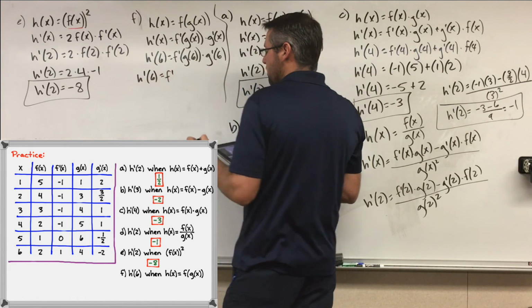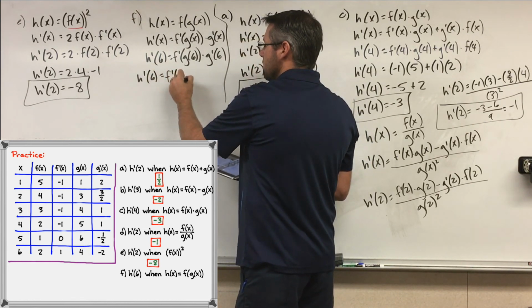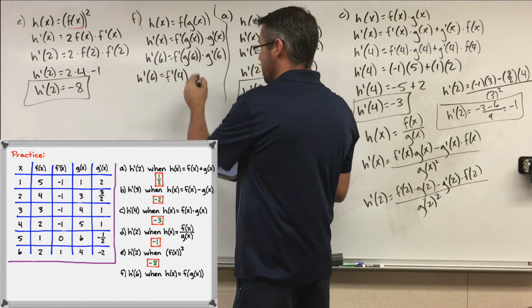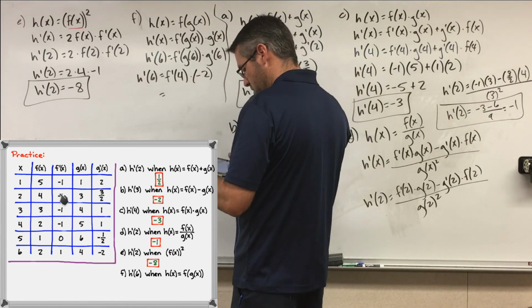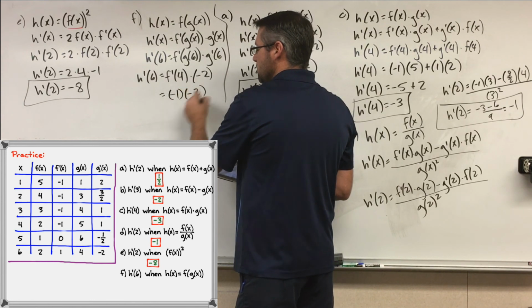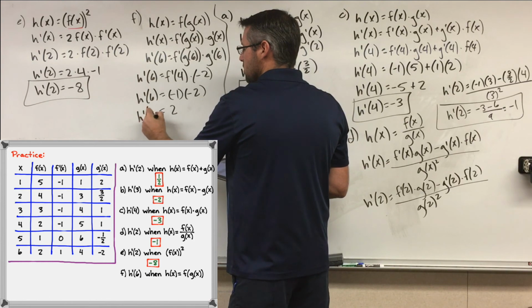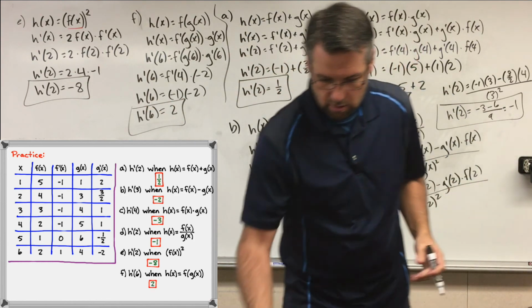So f prime of, well, what's g of 6? G of 6 is 4, and then times g prime of 6. G prime of 6 is negative 2. And then we still have to figure out what f prime of 4 is now. So f prime of 4 is negative 1. So we have negative 1 times negative 2, which is 2. And so there is our last problem.